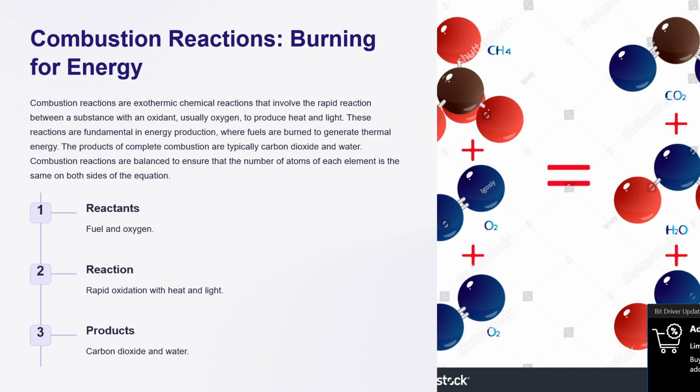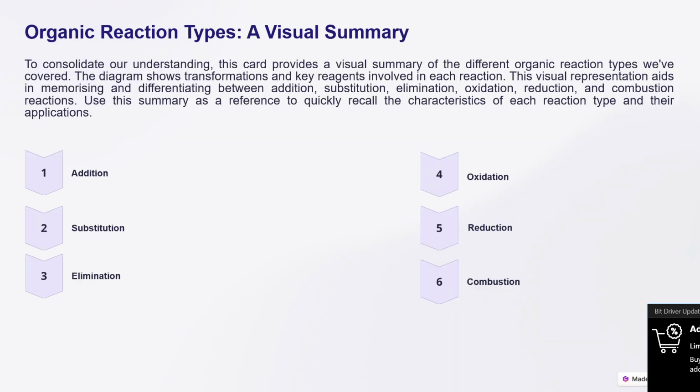Second, in the reaction, the fuel and the oxygen undergo rapid oxidation with heat and light. And third is the products of the reactants, wherein the reactants are fuel and oxygen. So we have carbon dioxide and water. Organic reaction types: a visual summary.